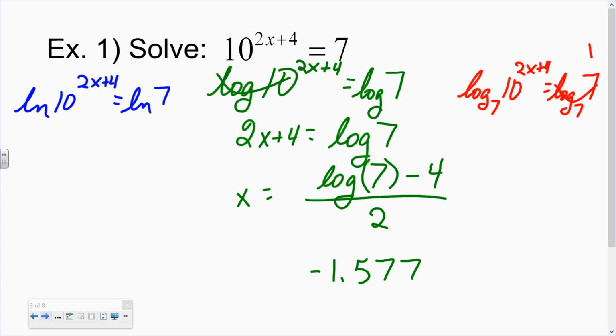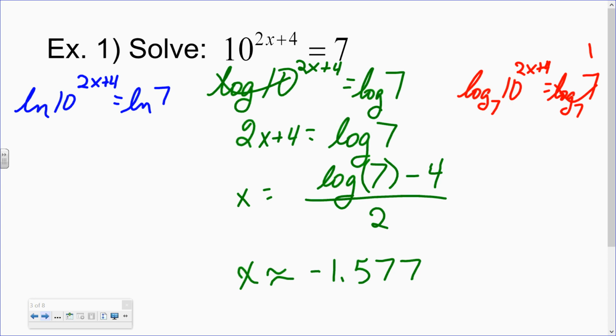Anybody else? Negative 1.577? Yes, I'm seeing... wait a minute. Does that work? Is that an argument of a log? Where was the x in the problem? Is it log of something with an x in it? Do we have to worry about that?